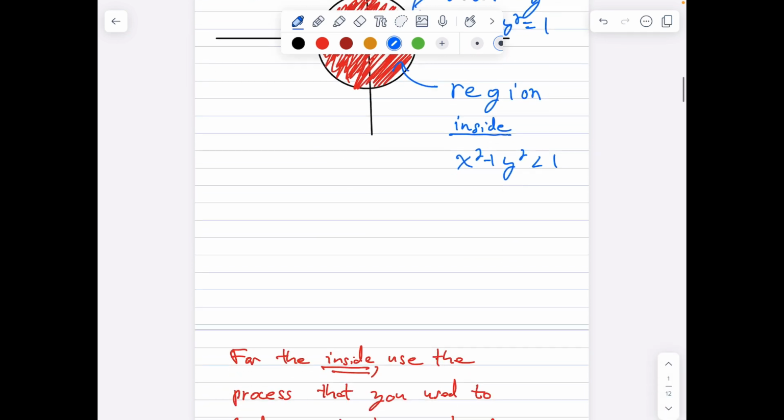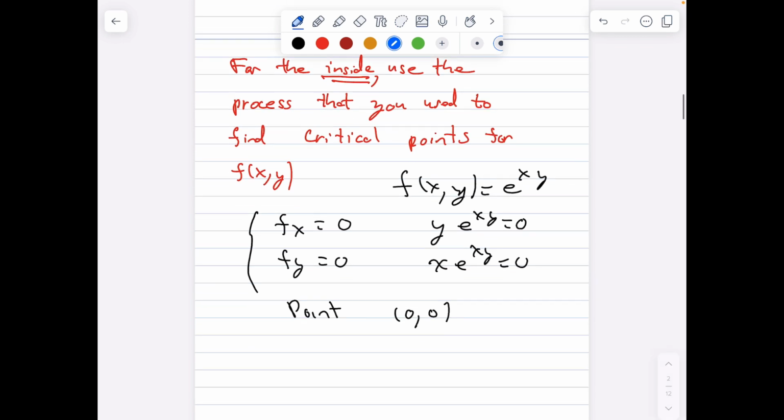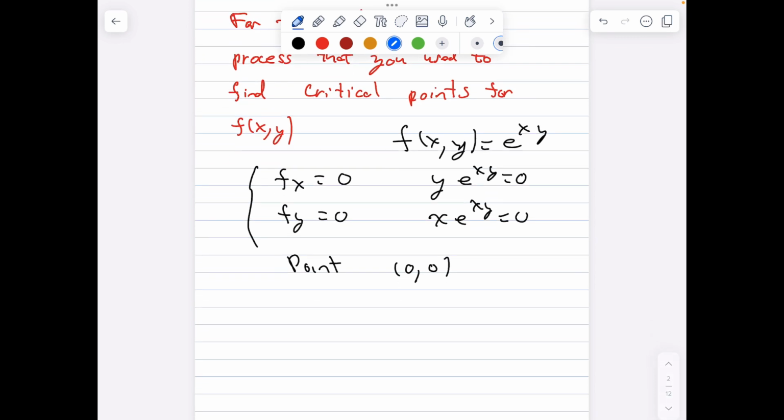So let me go ahead and get to that with this problem. For the inside, we're going to use the process you would use to find critical points for your function f(x,y) = e^(xy). How would you find critical points in a multivariable calculus class? Take your partials in x and y, set them equal to 0, and solve, and you get a point here, (0,0), okay? Now, I don't need to actually classify this point. I don't need to say it's a relative min or max. That is not our concern here. Just need to grab the critical point.